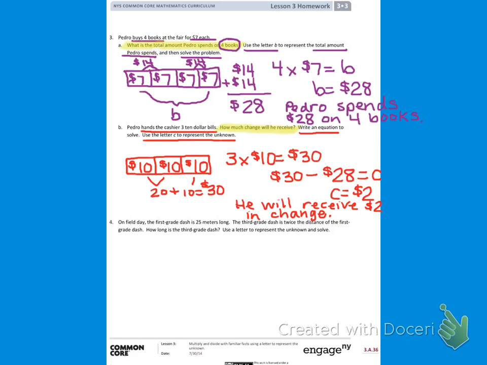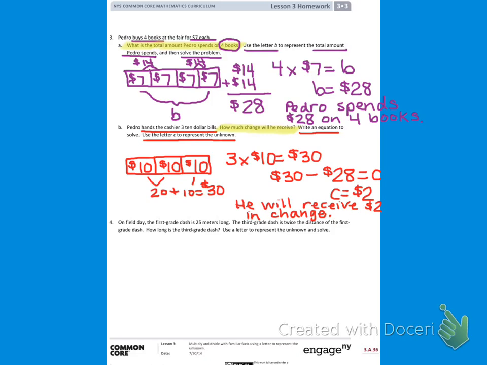Number 4. On field day, the first grade dash is 25 meters long. The third grade dash is twice the distance of the first grade dash. How long is the third grade dash? Use a letter to represent the unknown and solve.